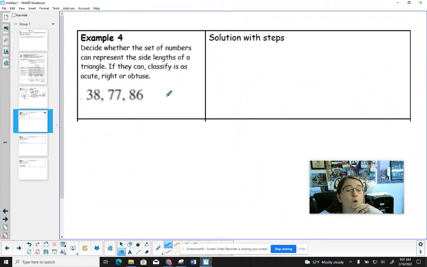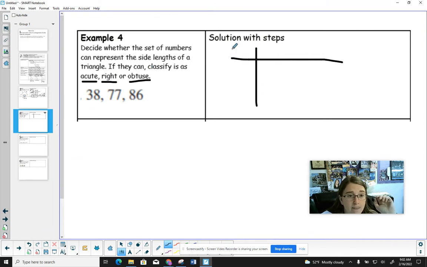Let's go ahead and look at example 4. We're going to skip 2 though, actually. So take a second in your packet and skip to example 4. We're going to skip the rest of them. So we're going to see, again, if we can classify this as acute, right, or obtuse.